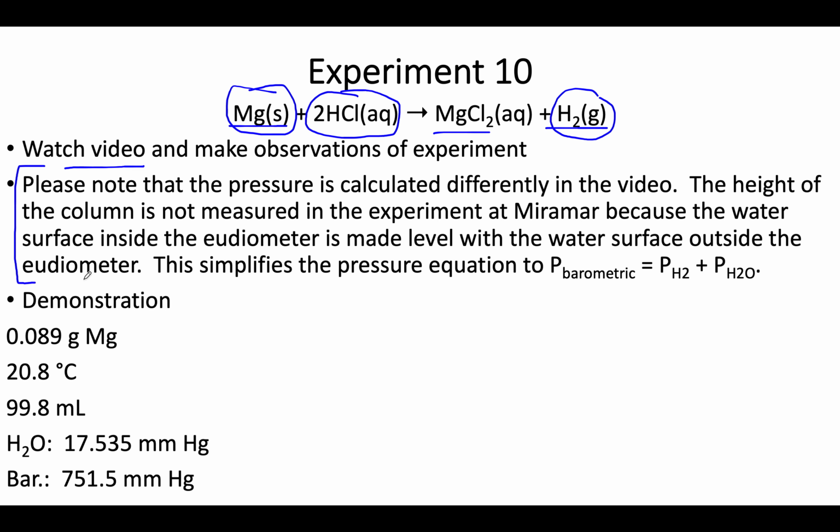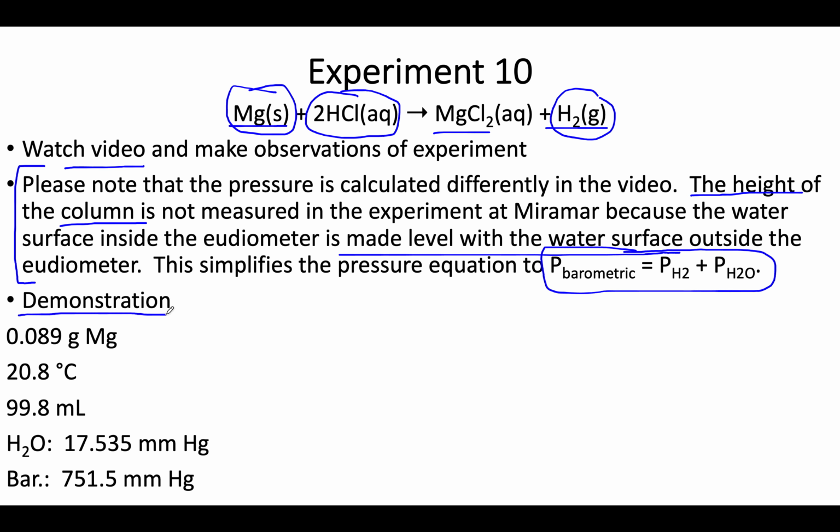So the video is one step more complicated, and how we can do that is at Miramar, we take the height of the column of the liquid in the eudiometer. So what we're reading, where the gas is collected, we take that height and we make it level with the water surface. Okay, so the water surface and the inside liquid, that means the barometric pressure is equal to the pressure of the hydrogen plus the pressure of the water. So that's Dalton's law of partial pressures, and this one little difference is the reason why we have a simpler equation than the video.